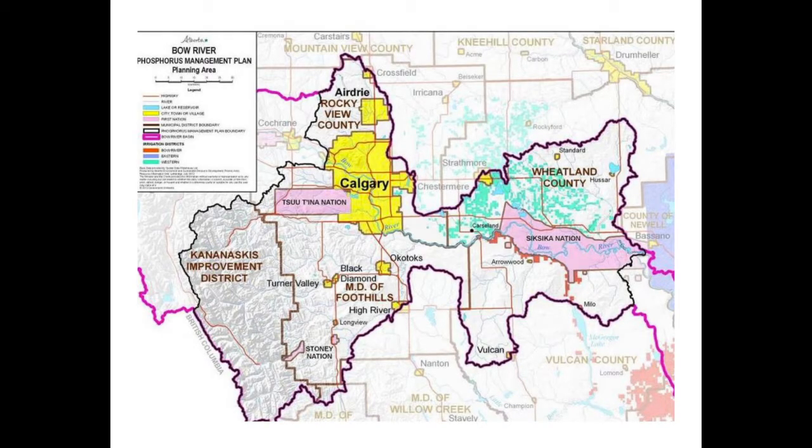Here's a map of the reach. It includes the city of Calgary, Airdrie, Strathmore, Okotoks, High River, Turner Valley, and Black Diamond, the rural municipalities of Foothills, Rocky View County, Wheatland County, and the Kananaskis Improvement District, the lands of 3 First Nations, the Stoney, the Siksika, and the Tsuut'ina, and it also impacts the Eastern, Western, and Bow River irrigation districts. So it's a large area. It's about 1,248 square kilometers, and the length is approximately 223 kilometers.